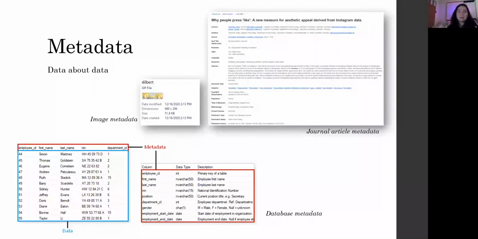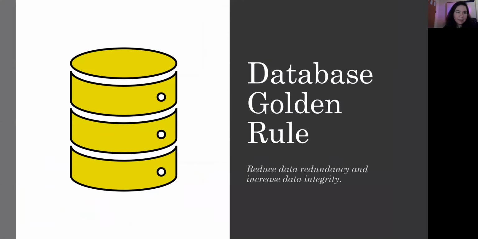So metadata is important to have for data. It helps make data into information, where it gives a little bit more context. It narrows the parameters of it, and it helps make sure that the data entered is the correct data. So that being said, the golden rule of databases is that the point is to reduce data redundancy and increase data integrity. Reduce data redundancy and increase data integrity. That's something that you'll want to remember moving forward about the purpose of databases.